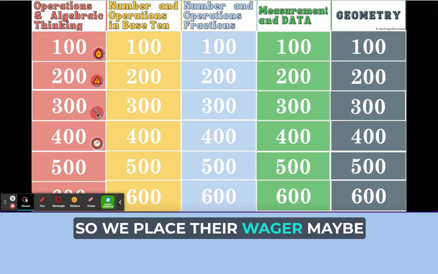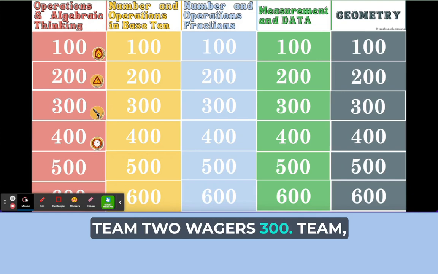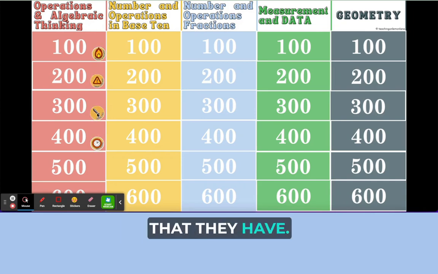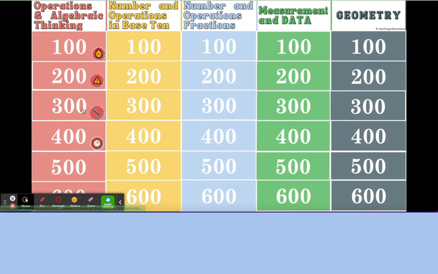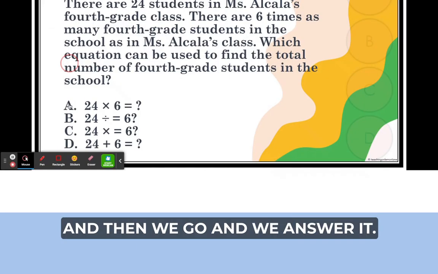So we place their wager. Maybe team 1 bets 100, team 2 wagers 300, you've got 5 teams, team 5 wagers 600. They bet everything that they have. Everyone locks in that score. You can have them write it on their board. You can have the game master keep track of it. And then we go and we answer it.